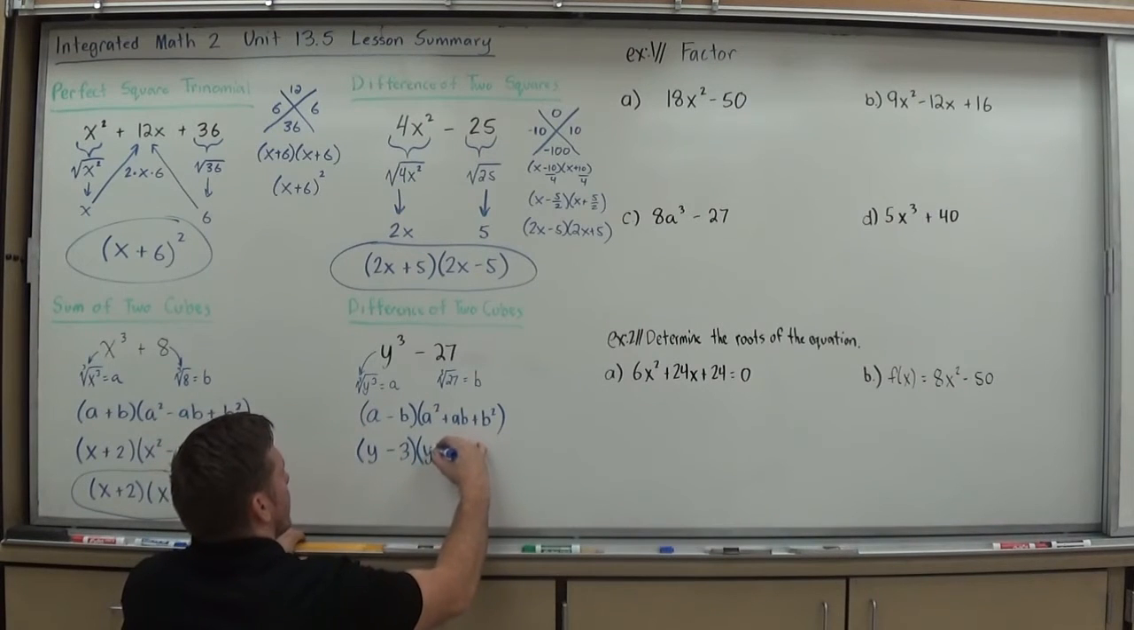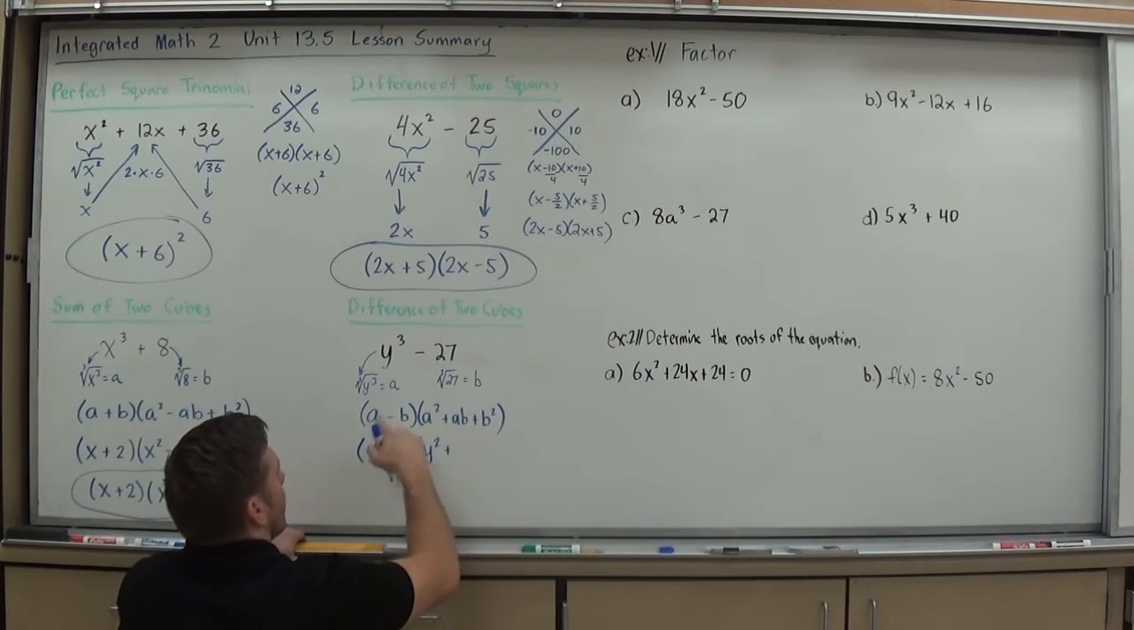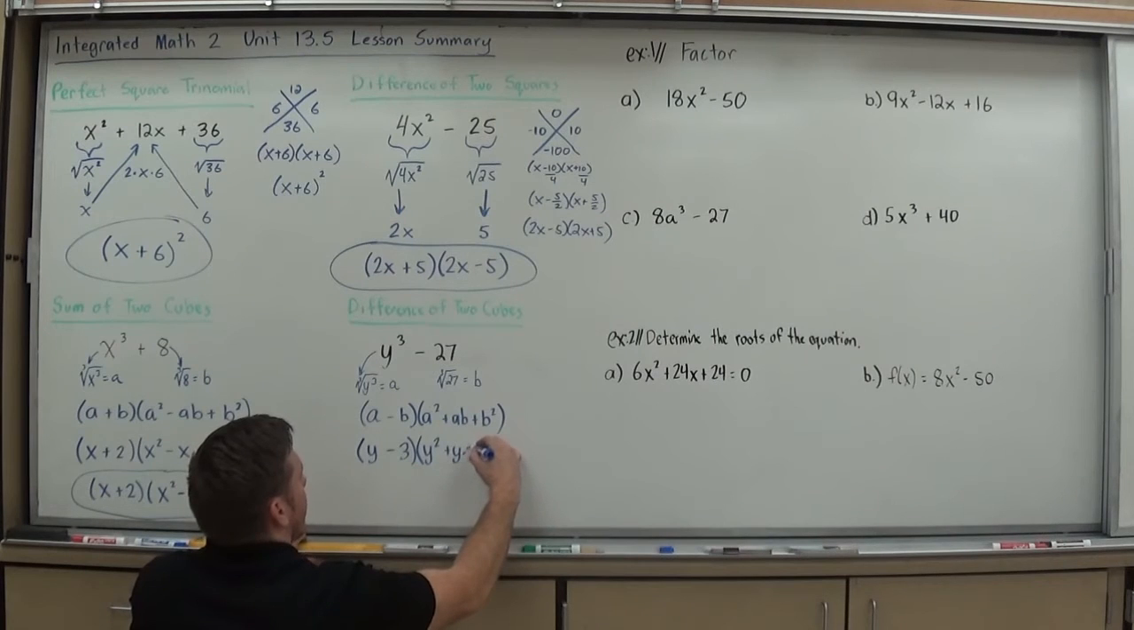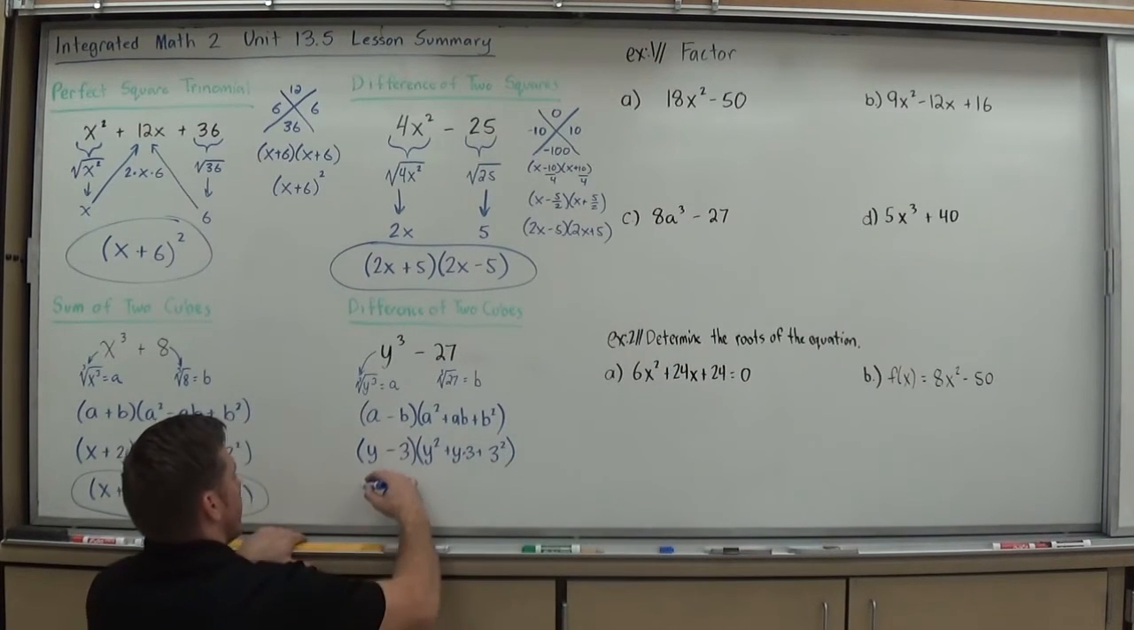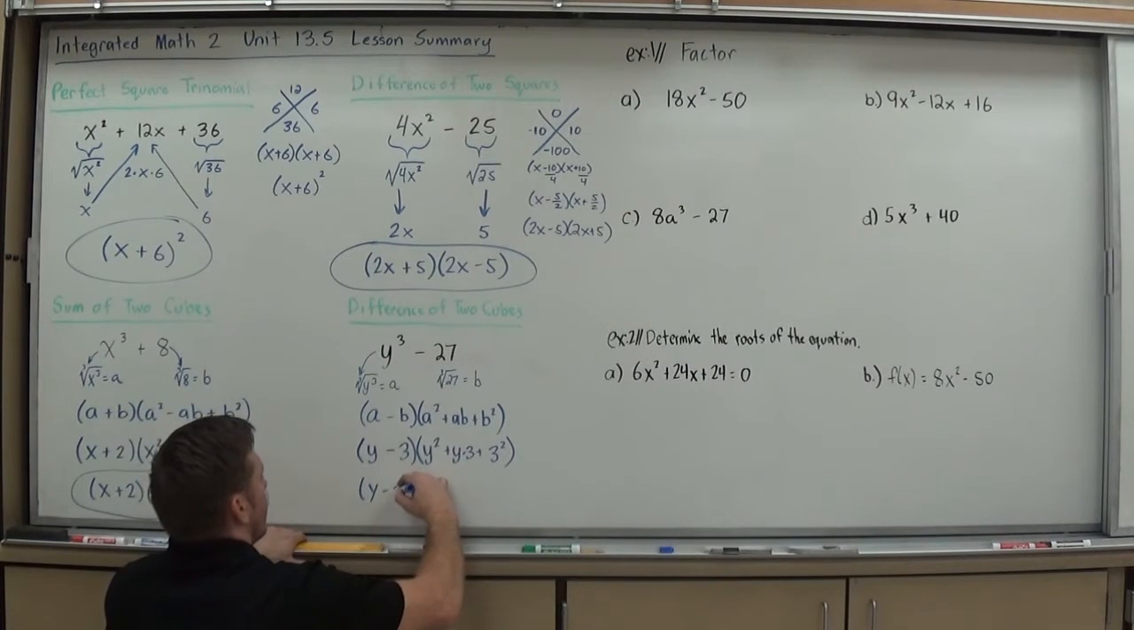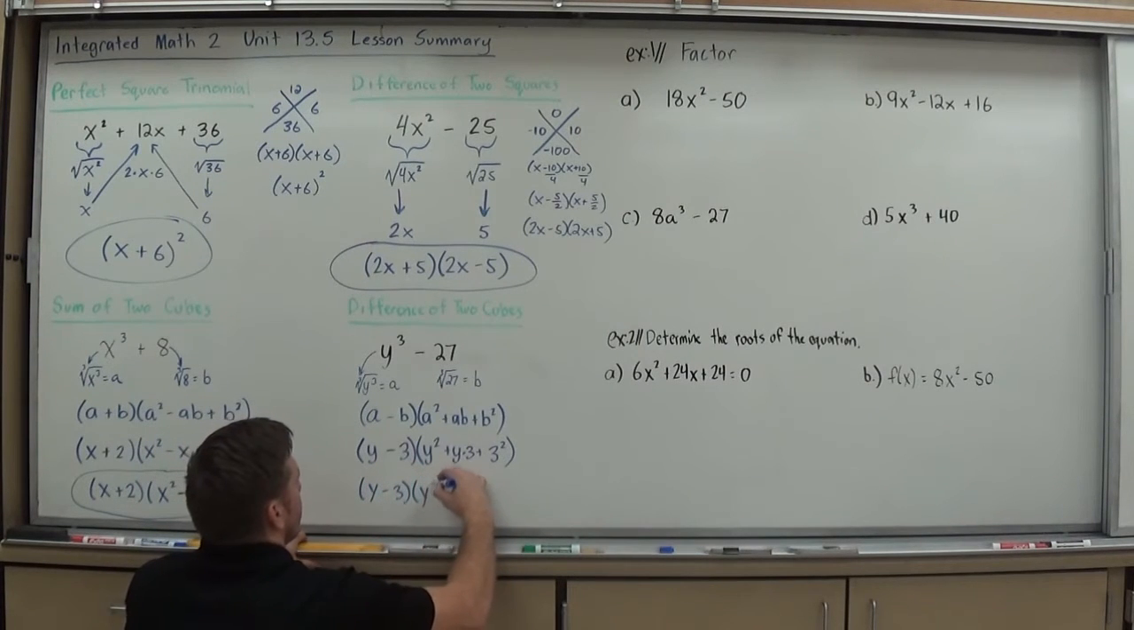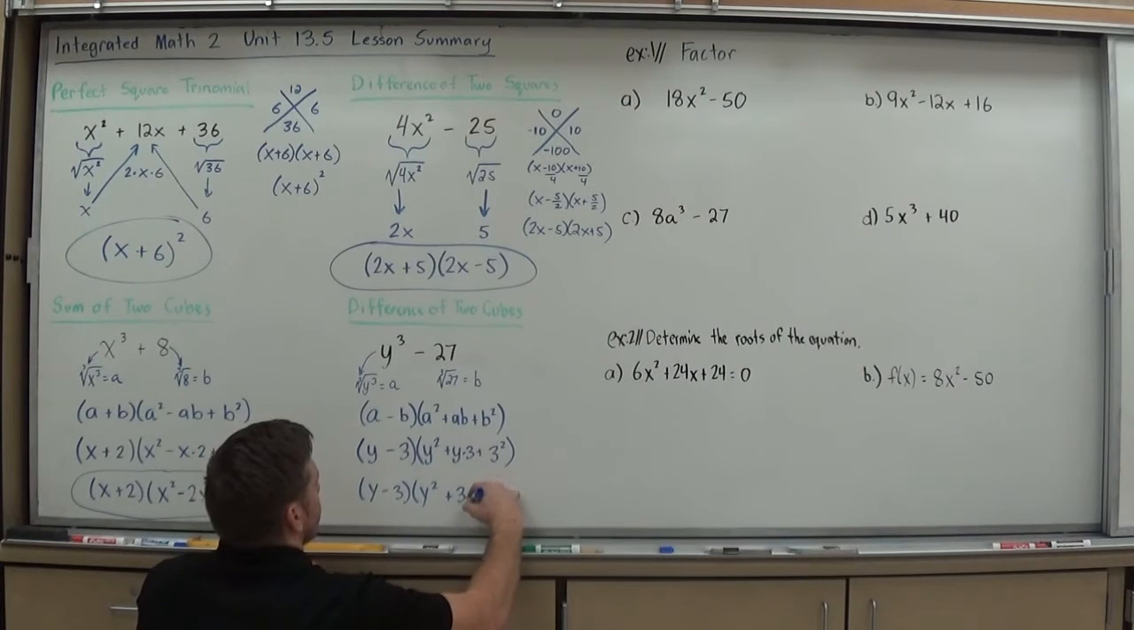And then I can plug in a y squared. Okay, y times 3 is 3y. And then my last one is 3 squared. And again, I just clean it up. Y minus 3 times y squared plus 3y plus 9.